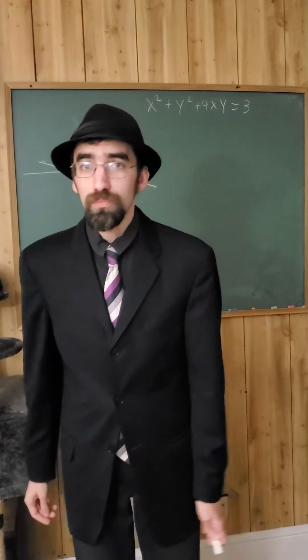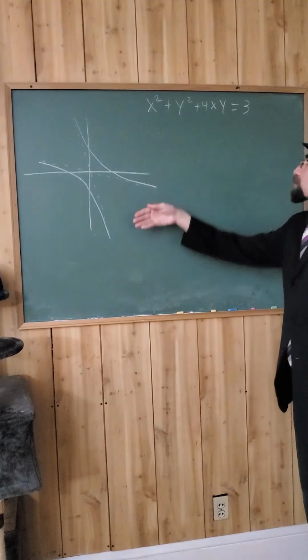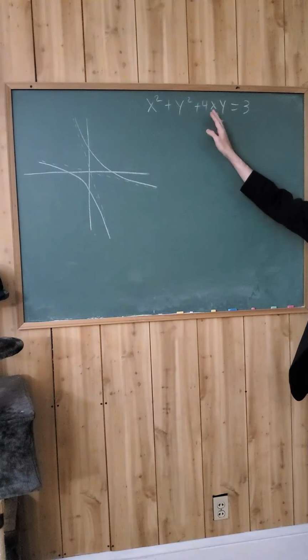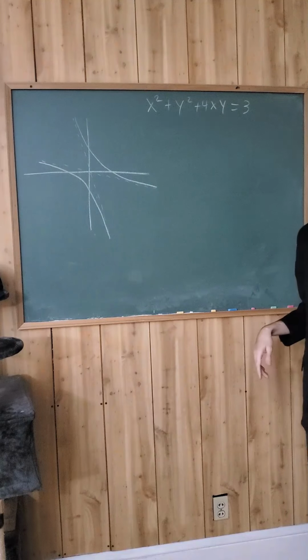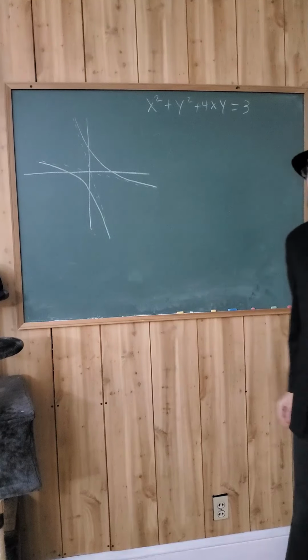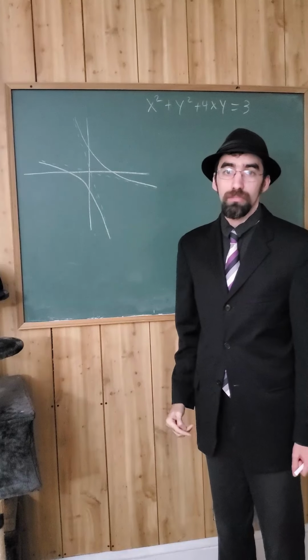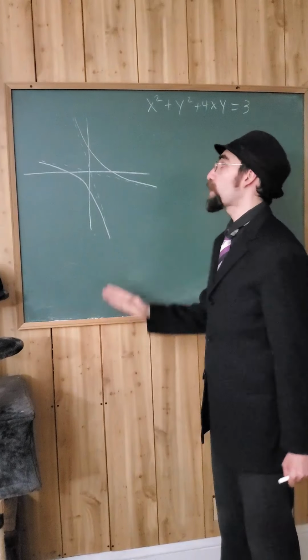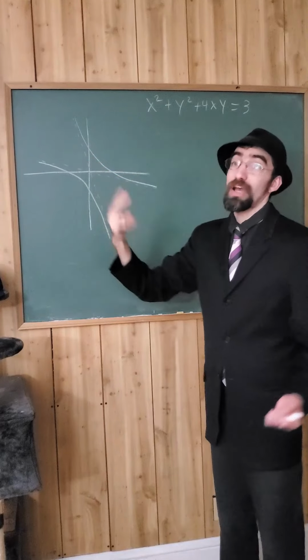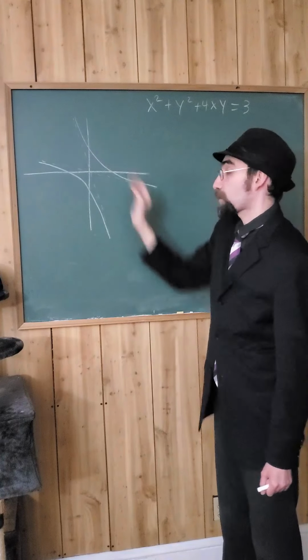So the problem was this. Consider the equation x squared plus y squared plus 4xy equals 3. She was given that was the equation of a rotated hyperbola centered at the origin. And she was asked to find the equation of the asymptotes. Well, equations of the asymptotes, right? There are going to be two asymptotes.